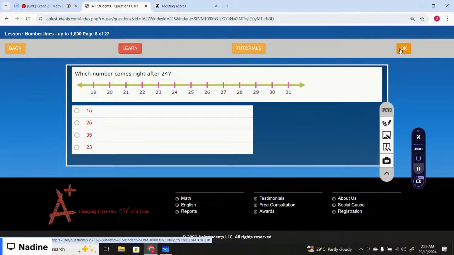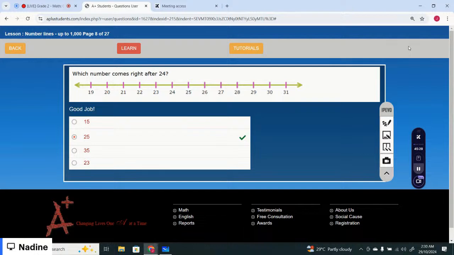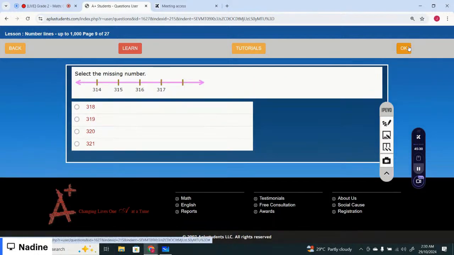Which number comes right after 24? The correct option is right after 24, that is 25. Select the missing number. So which is the missing number?